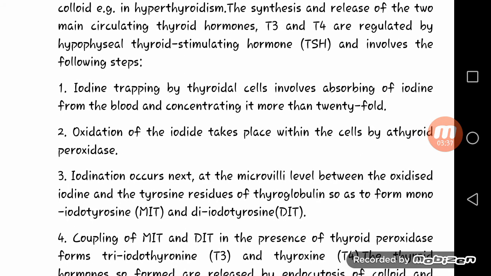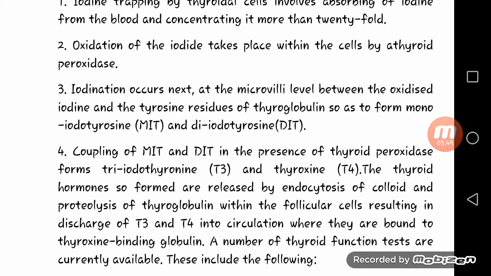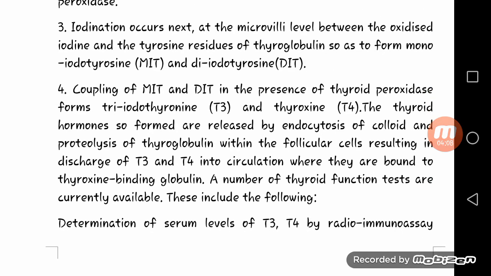First, iodine trapping by thyroidal cells involves absorbing iodine from the blood and concentrating it more than 20 fold. Second, oxidation of the iodine takes place within the cells by thyroid peroxidase. Third, iodination occurs next at the microvilli level between the oxidized iodine and the tyrosine residues of the thyroglobulin so as to form monoiodotyrosine and diiodotyrosine. Fourth is the coupling of MIT and DIT in the presence of thyroid peroxidase to form triiodothyronine and thyroxine.